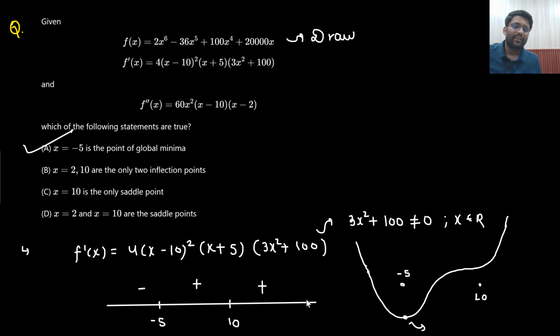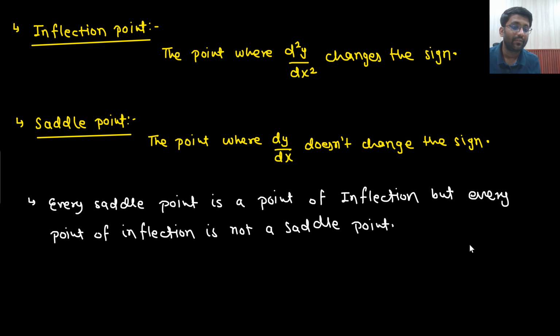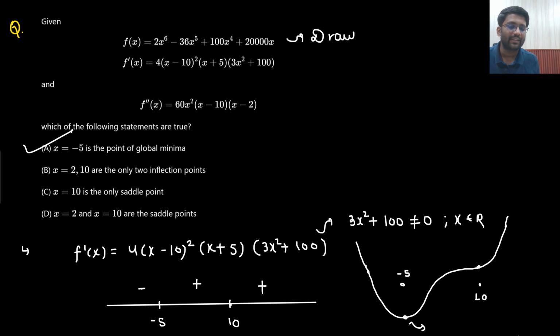x equals 2 and 10 are the two inflection points. Sir, I can see only one inflection point. At this particular point, the graph is not changing, no? So only one inflection point is there. That means this should be incorrect. No, it could be correct. What did I say? Inflection point means where d2y by dx2 is changing its sign, not dy by dx. We only found dy by dx. So where d2y by dx2 is changing its sign, that is known as point of inflection, not where dy by dx is changing its sign. Are you able to understand this point?